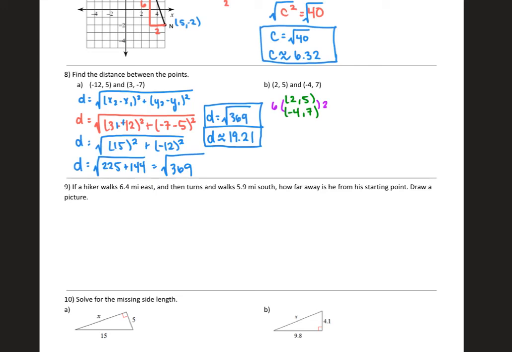Now we're going to use Pythagorean theorem. So essentially this is saying we have a right triangle with legs 6 and 2. So we're just going to do 6 squared plus 2 squared equals c squared. 36 plus 4 equals c squared. This is basically the same as problem number 7. So c squared is 40. And last up, Pythagorean theorem, square root both sides. So our exact answer is square root of 40, and then our approximate answer is about 6.32.